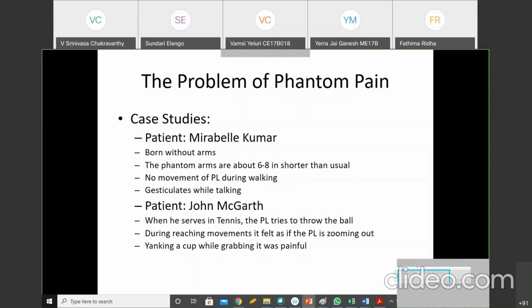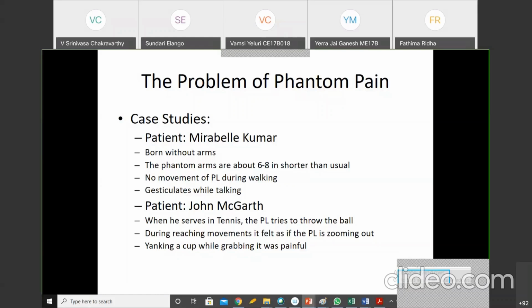The doctor does a simple experiment with the patient. There's a cup on the table, and he asks John to reach out and grab the cup with his phantom limb. When John actually tries to reach out to the cup, the doctor moves the cup away. So the phantom limb actually ends up being stretched out to reach the cup, which caused pain.